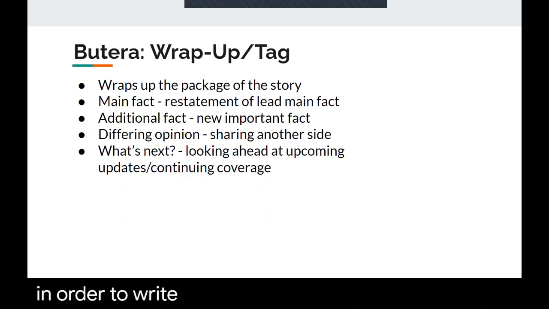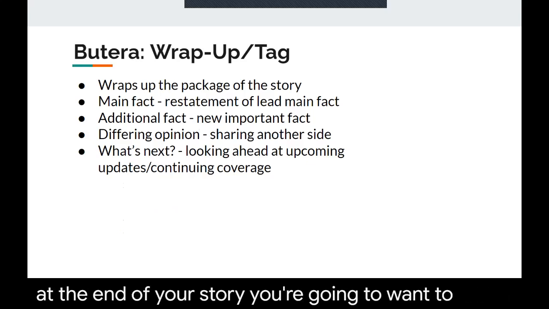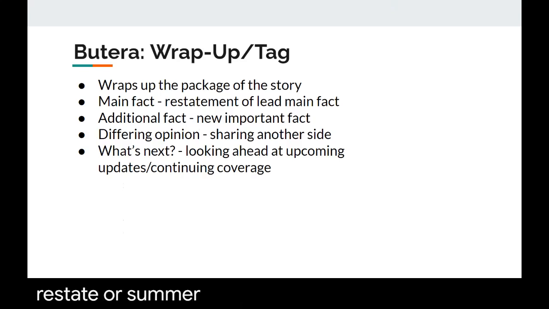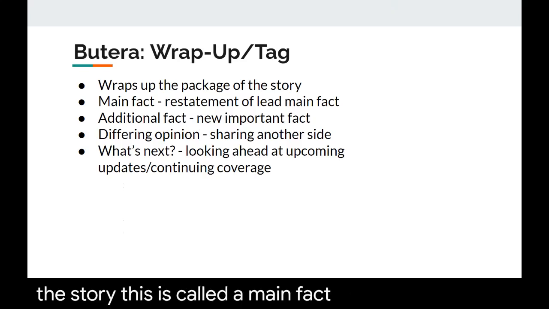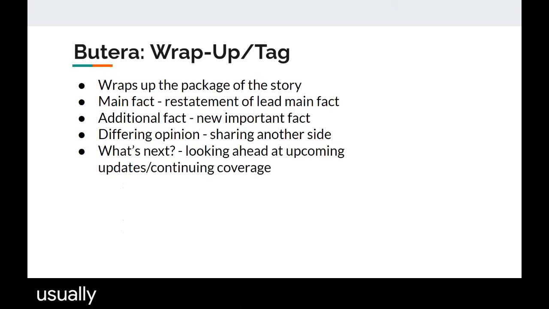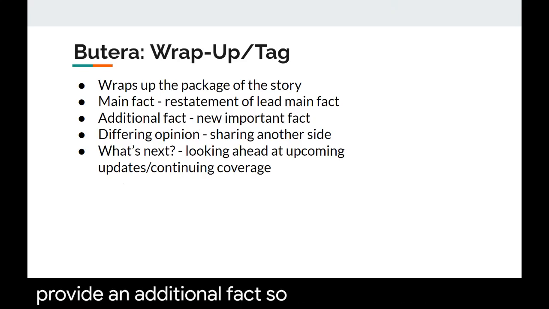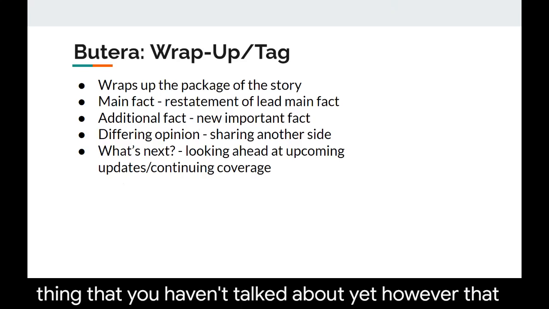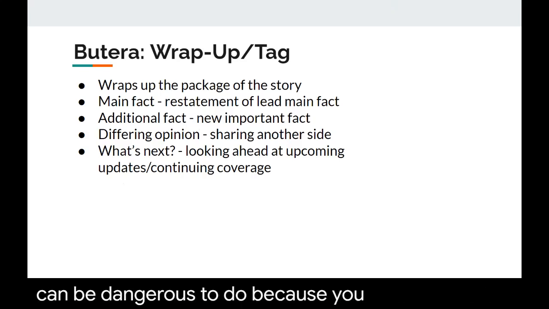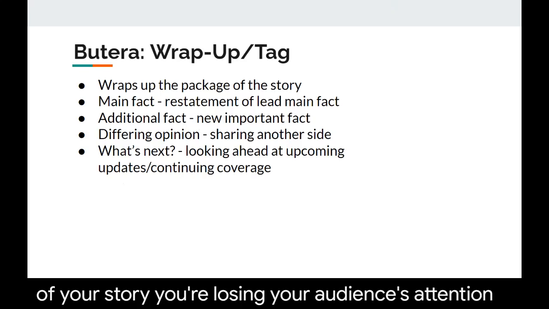In order to write the wrap up or the tag, which goes at the end of your story, you're going to want to restate or summarize the most important aspects of the story. This is called a main fact tag. And this is usually just a restatement where you're not using the same words, but you're kind of summarizing what you've already said. There are some tags that provide an additional fact, so some new or interesting thing that you haven't talked about yet. However, that can be dangerous to do because usually by the end of your story, you're losing your audience's attention and focus.